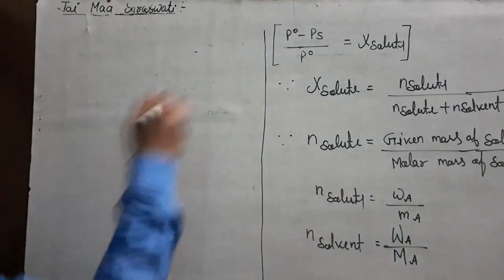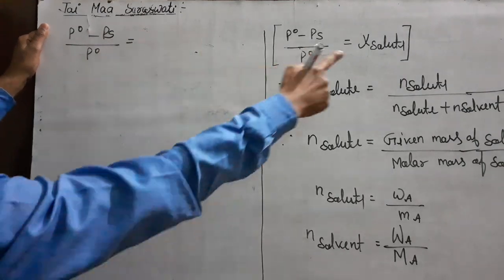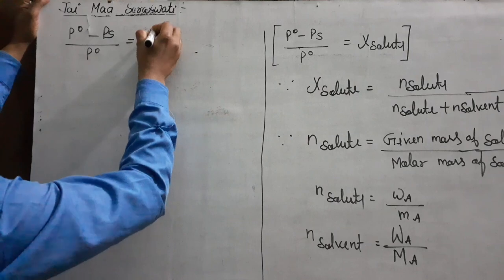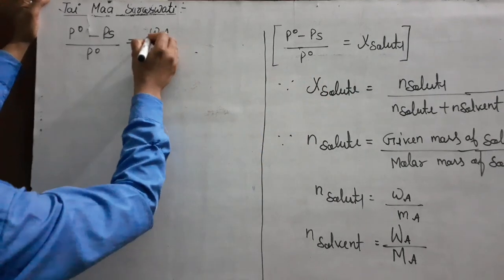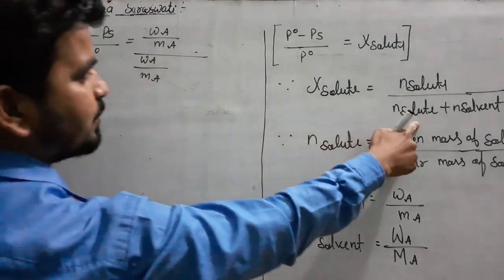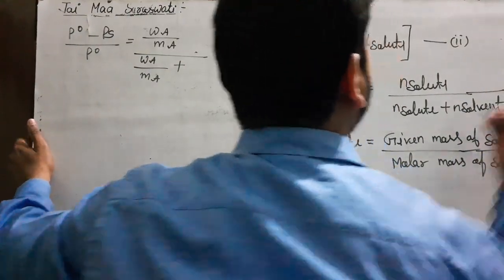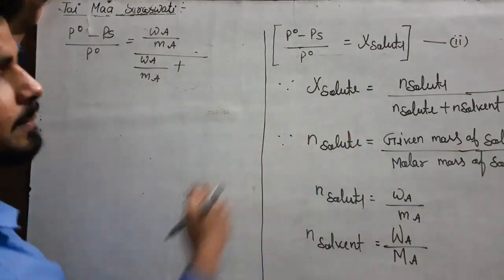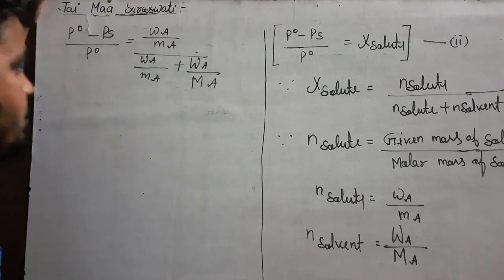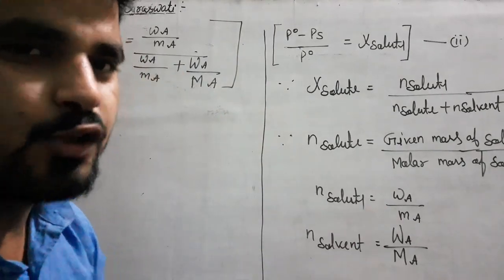After putting all of this in, what do we get? P naught minus Ps upon P naught is equal to, in place of xi solute, n solute, which is small w a upon small m a, upon small w a upon small m a plus, in place of n solvent, capital W A upon capital M A. So this is the relation, just putting in the molar mass and given mass of solute and solvent. We can use this relation.